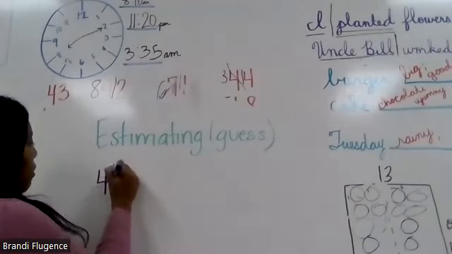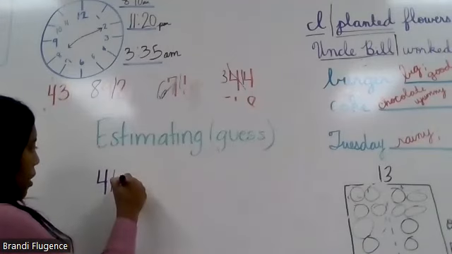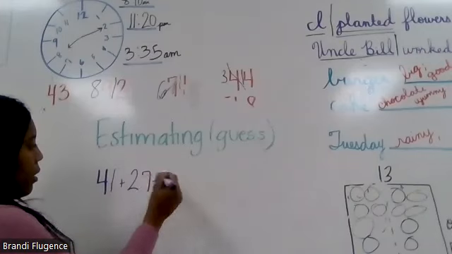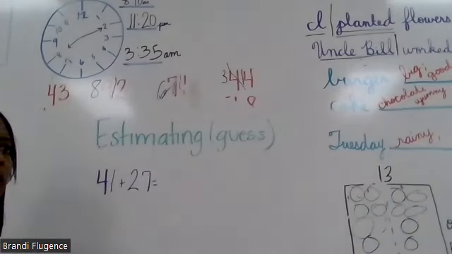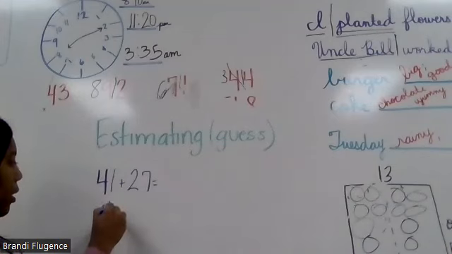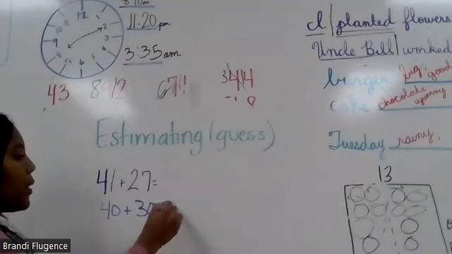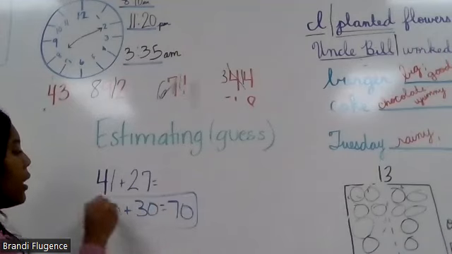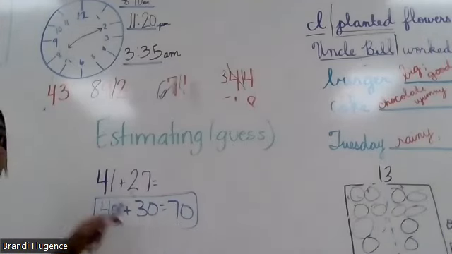Okay, let's do 41 plus 27. Let's round them first. What will we round 41 to? 40 or 50? 40. And then 27, will we round it to 20 or 30? So 40 plus 30 will give us 70. So when we round it, estimating our answer for this would be somewhere around 70. That's what we're doing. We're guessing.